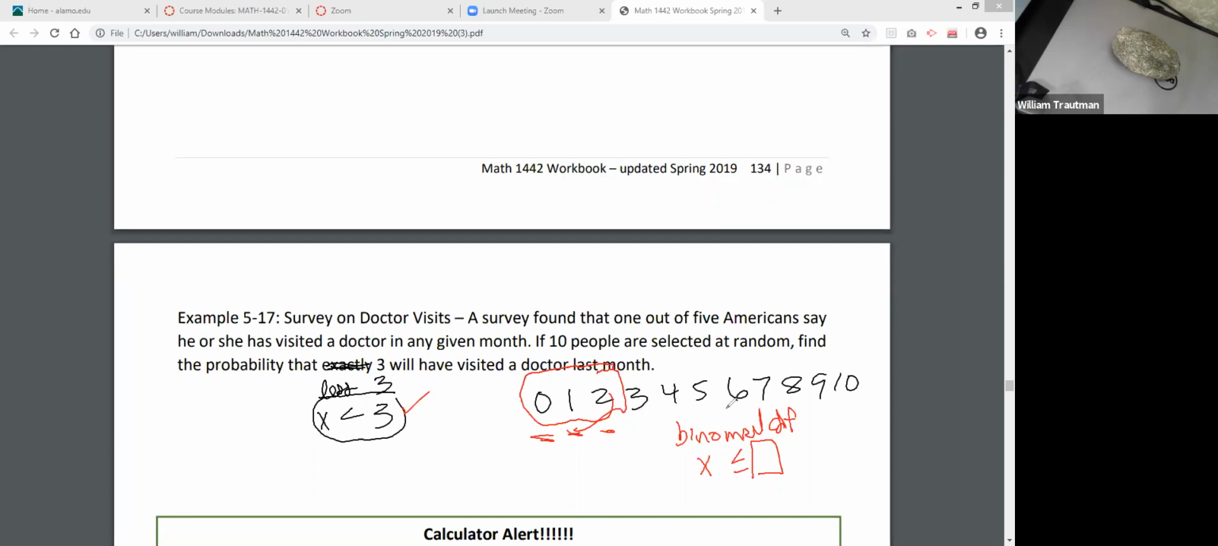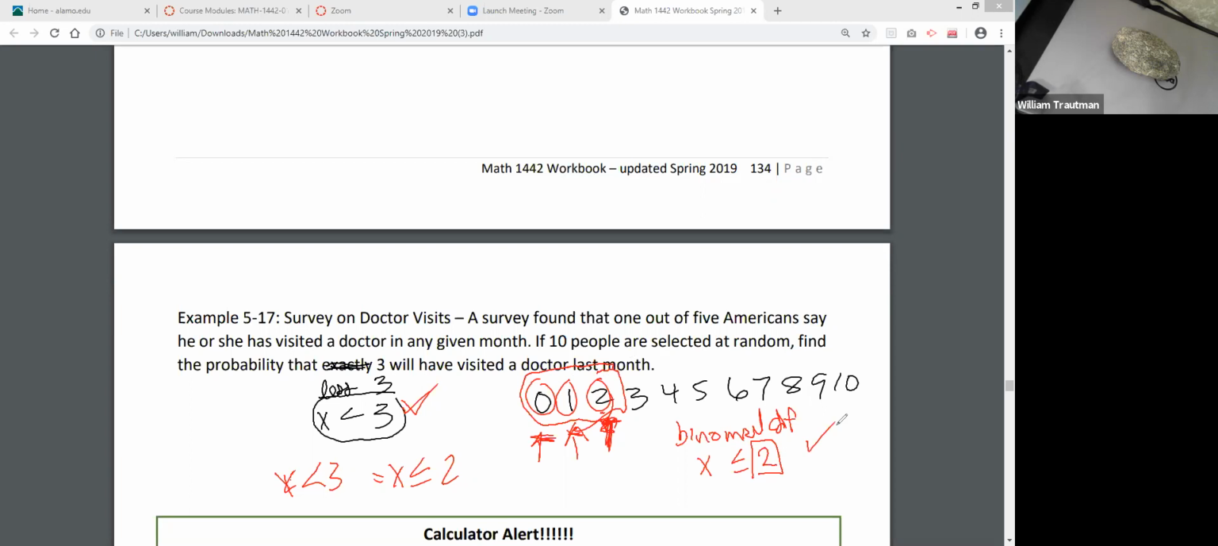Do you see how binomial CDF for this problem, less than 3, I have to put a 2 in here because less than or equal to 2. Even though the question asks less than 3, that's true, but the numbers that are less than 3 are 2, 1, and 0. Another way of saying x is less than 3 is x is less than or equal to 2. These are the same thing, right? Less than 3, these numbers are less than 3. They're also less than or equal to 2. So when we do less than 3, we're going to do binomial CDF, x is less than or equal to 2.